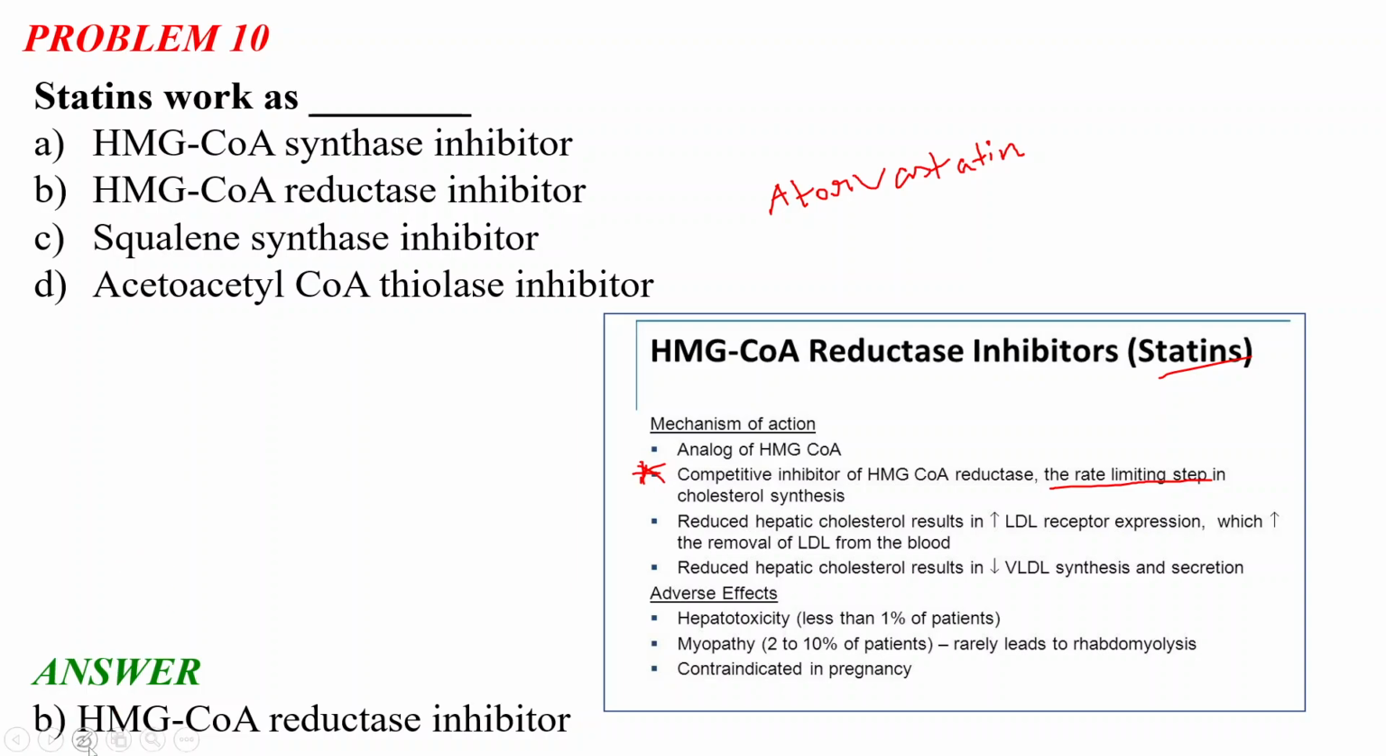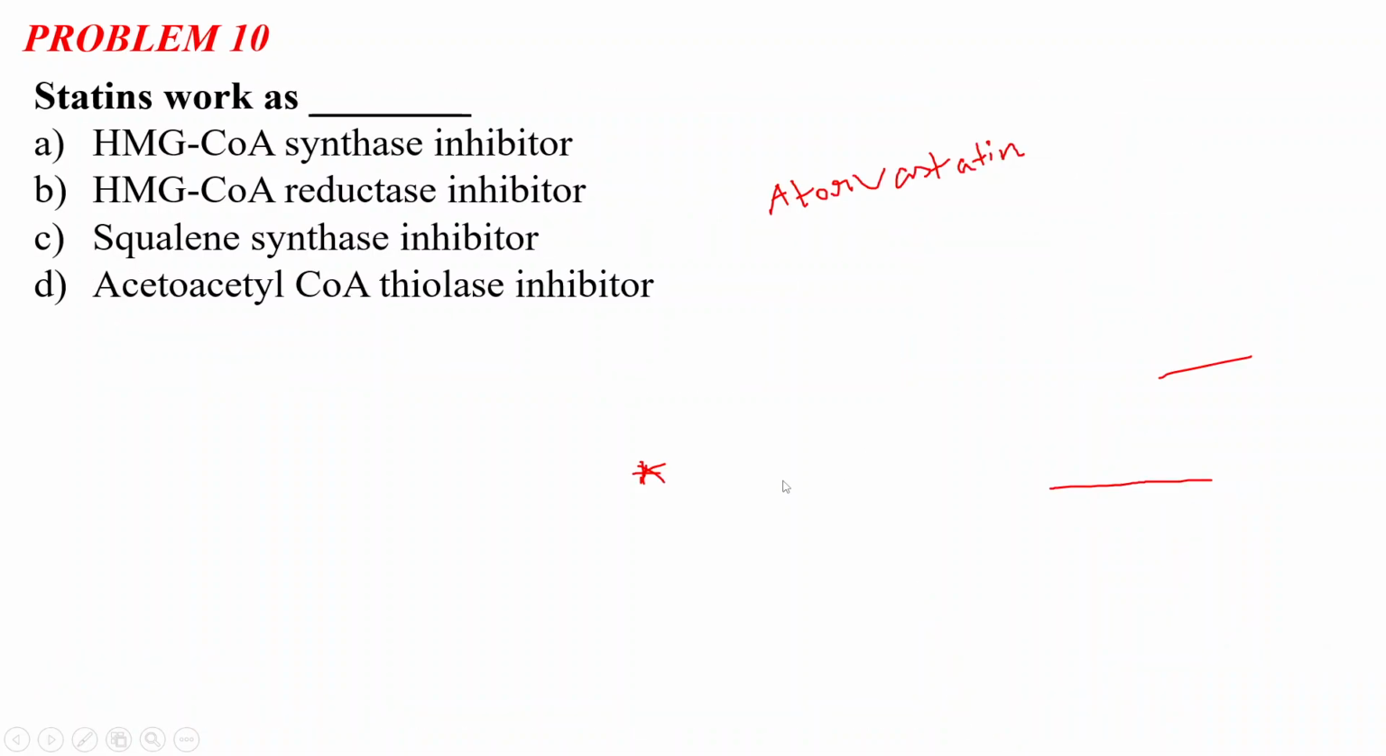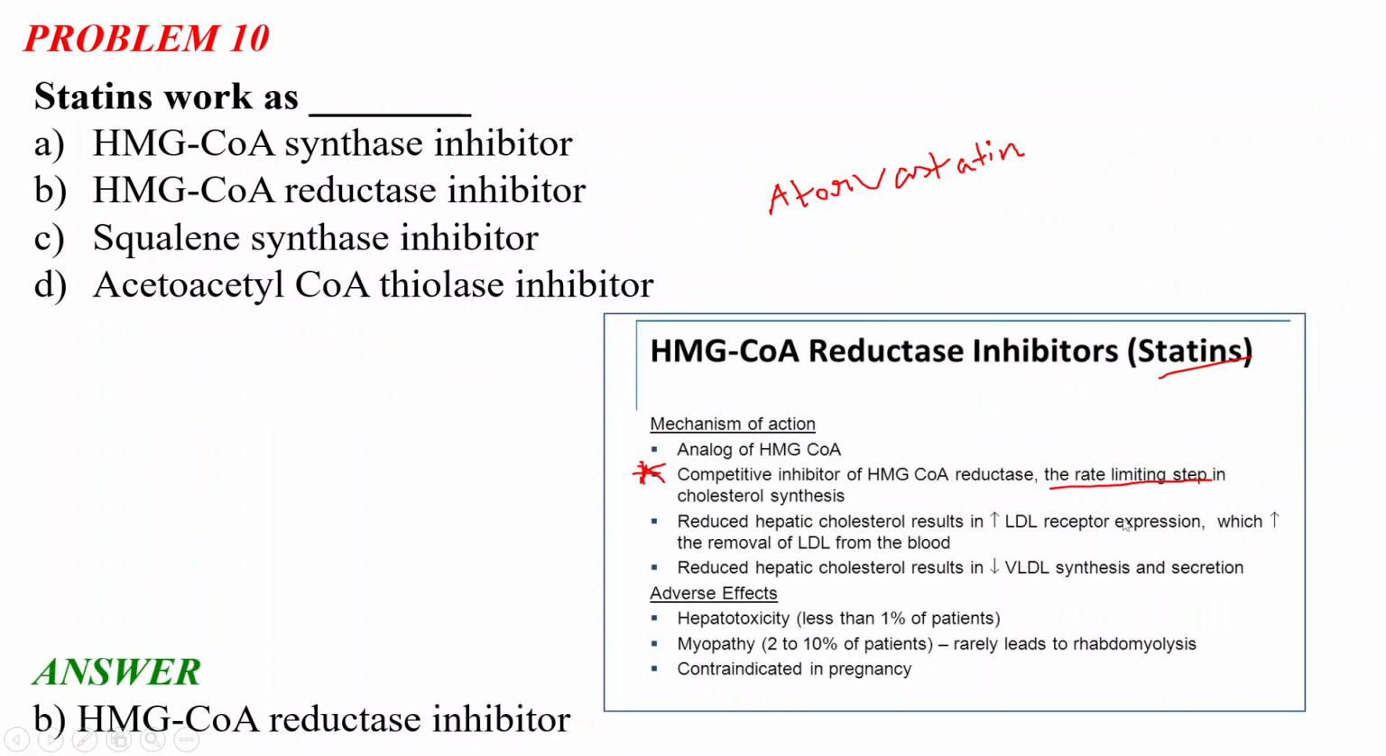This point is also worth mentioning here: this step, the conversion of HMG CoA to mevalonic acid, is the rate limiting step of this pathway. So it is also worth remembering. Please remember this second point, and remember a few examples of statins or HMG CoA reductase inhibitors, because you can be given a name and asked what kind of drug it is. You can be given the name atorvastatin and asked what the role of this drug is. So I think it is clear how the statins work, and I will move toward our next problem.